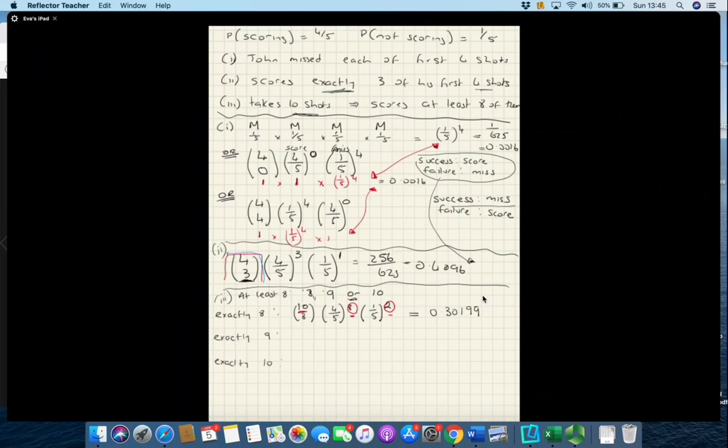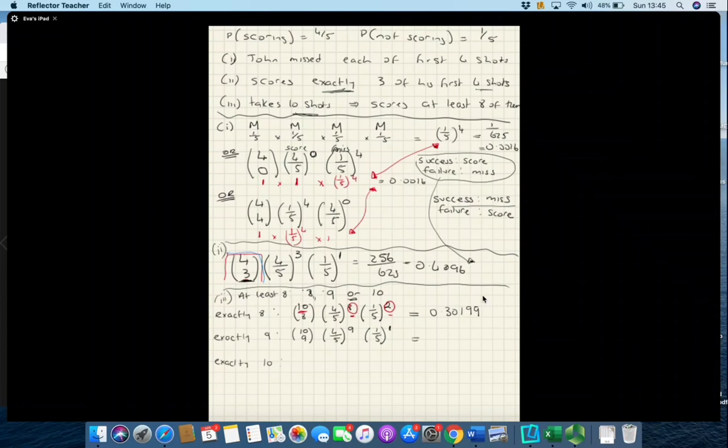Okay, so out of the 10 shots, now I want to score 9 of them. The probability of scoring is 4/5, so I need to score 9 of them. Therefore I must miss the last one, so it's 1/5 to the power of 1. Let me just change that in my calculator.